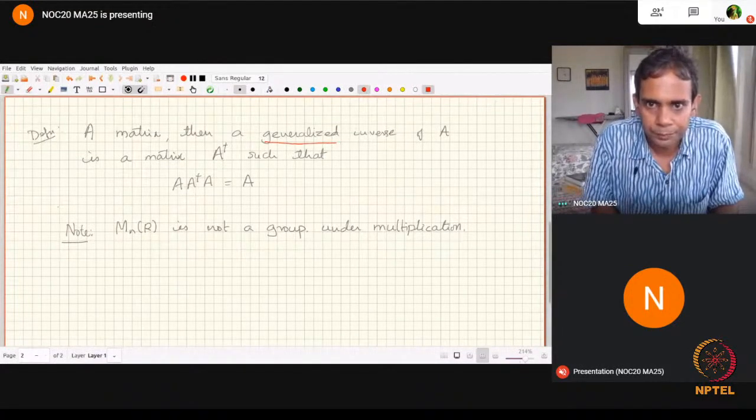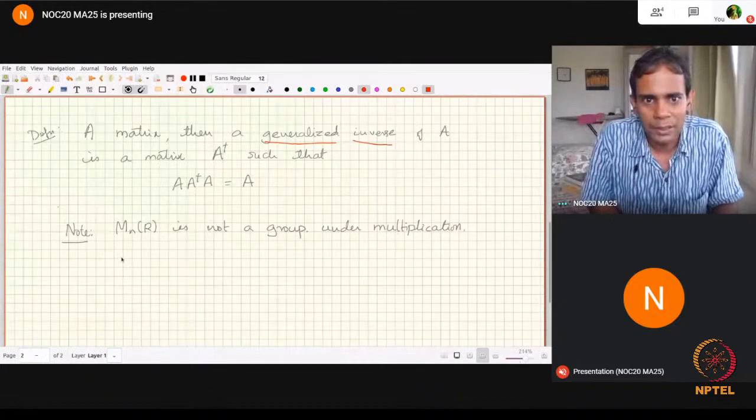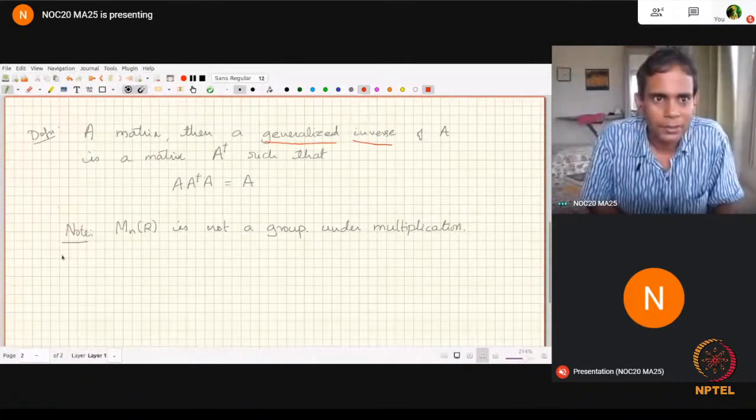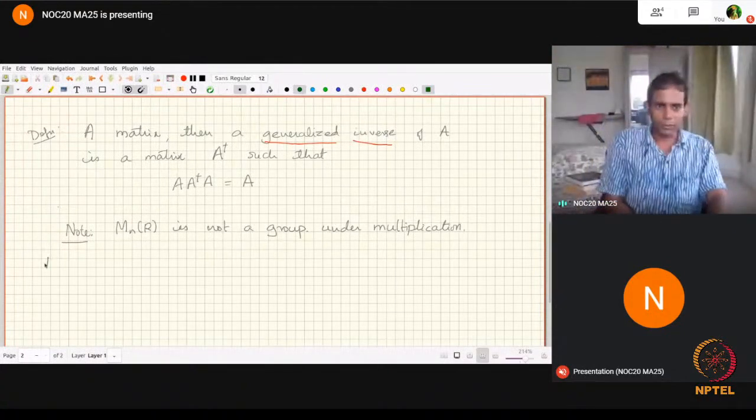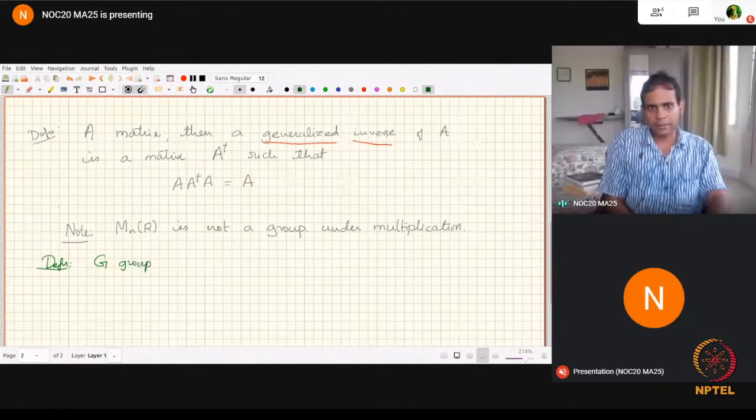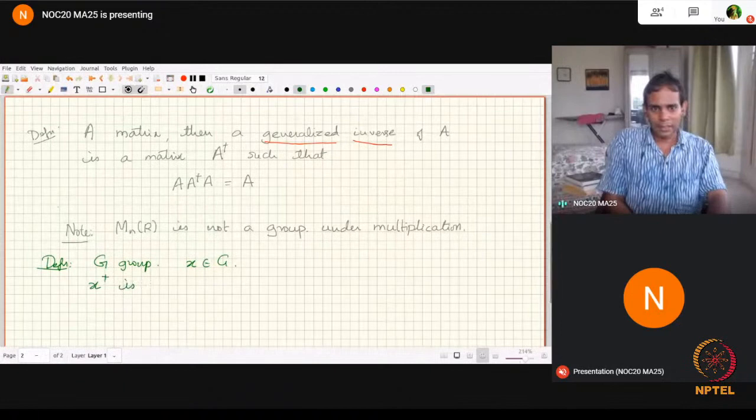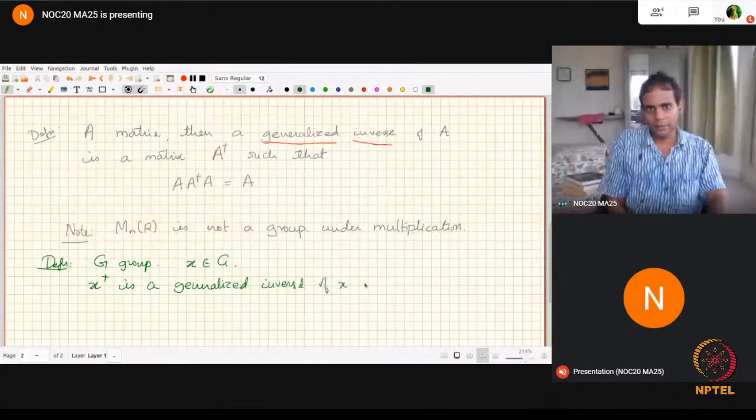But in the context of groups, you can make a similar definition. So let's just say this. Let G be a group, and let's take X in G. Suppose we say that X plus is a generalized inverse of X if X plus X is equal to X.